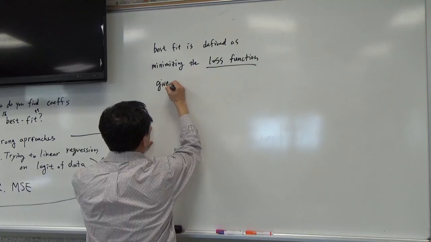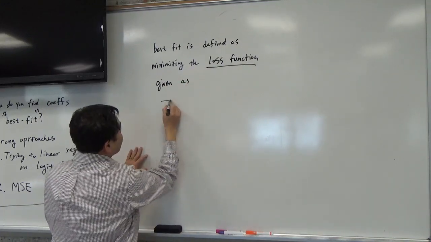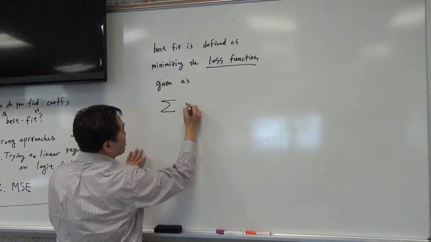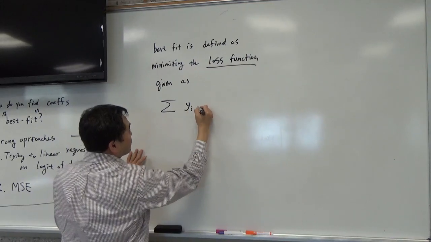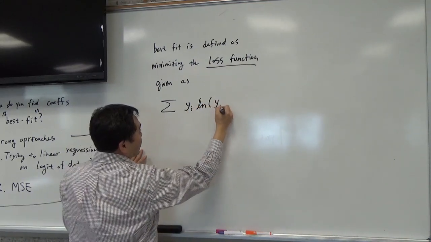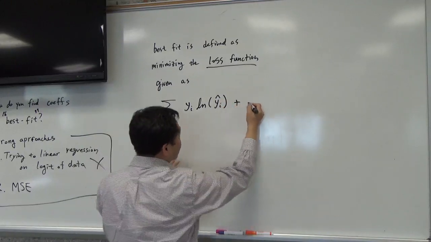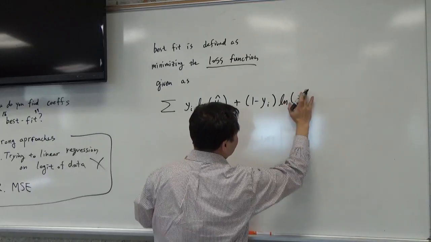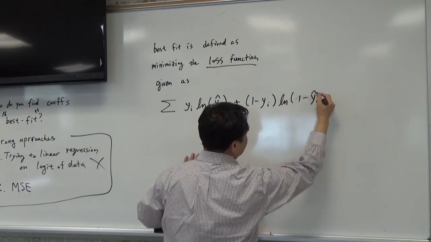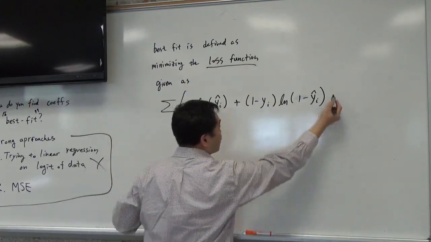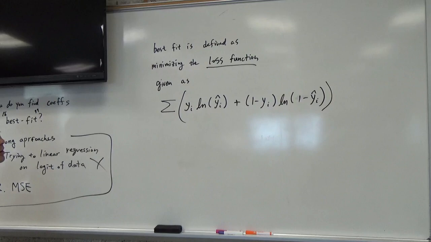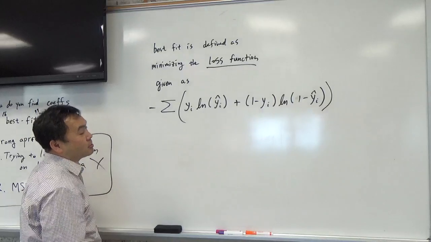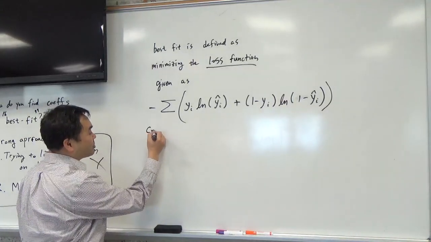given as summation of yi ln of yi hat plus 1 minus yi ln of 1 minus yi hat. It's this one over the entire data set, and then you put a minus. And this has a name, it's called cross entropy.